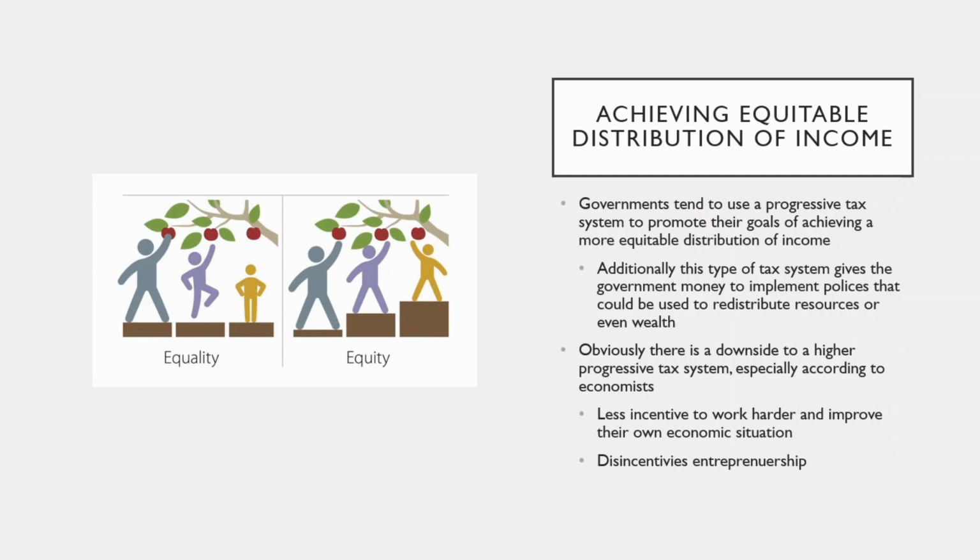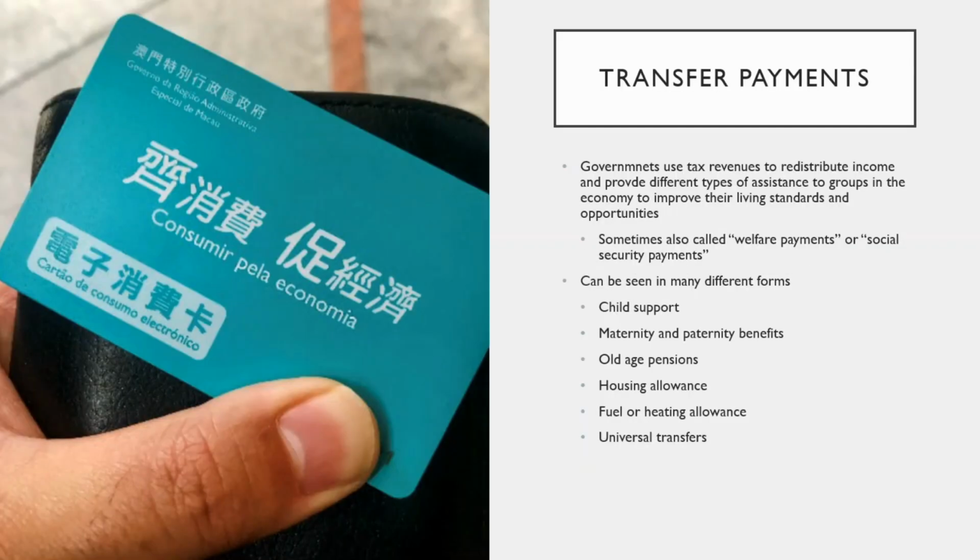If we're trying to achieve equitable distribution of income, the government can do things like a progressive taxation system. There's a downside to this. According to a lot of economists, it gives less incentive to work harder, and it disincentivizes entrepreneurship. The government can also do things like transfer payments. Sometimes they're called welfare payments or social security payments. Examples of transfer payments are child support, maternity and paternity leave, old age pensions, housing allowance. We have things like universal basic income, fuel or heating allowance.